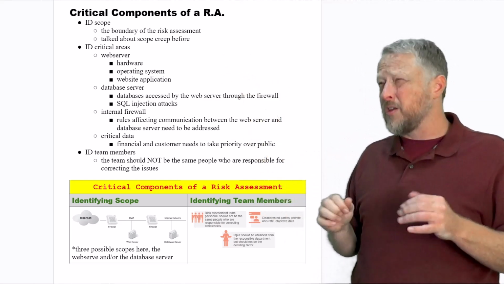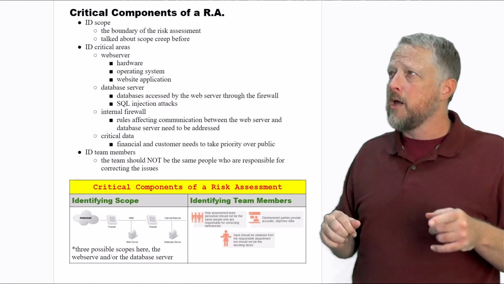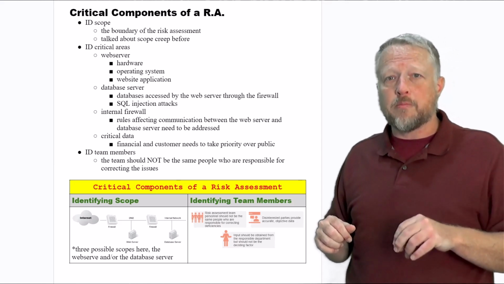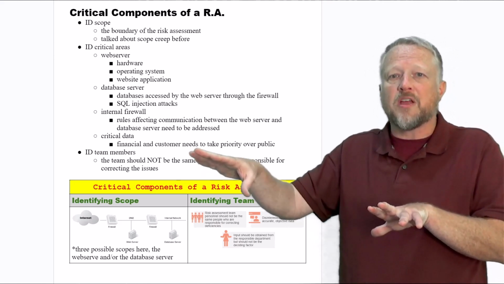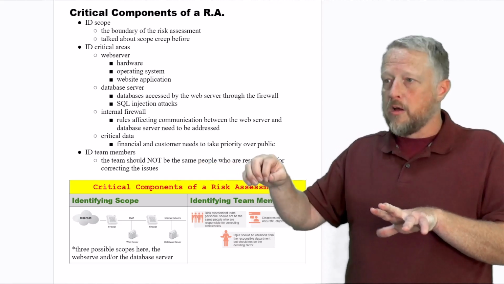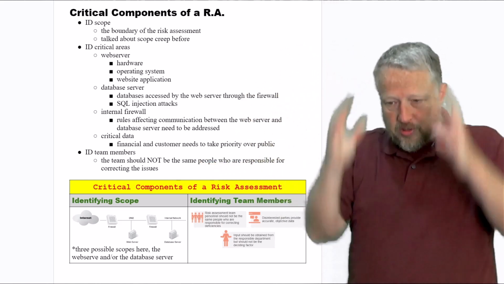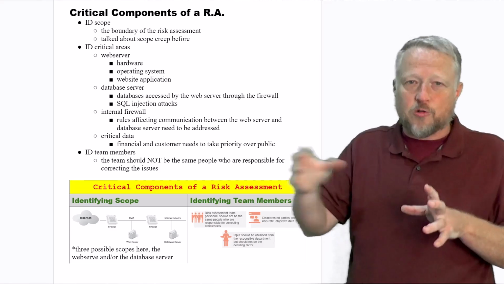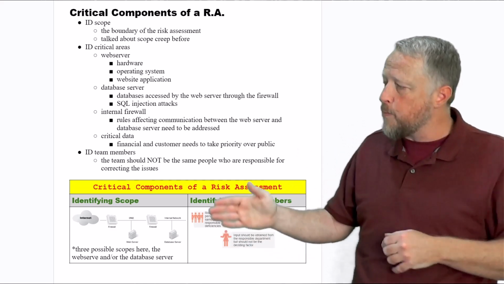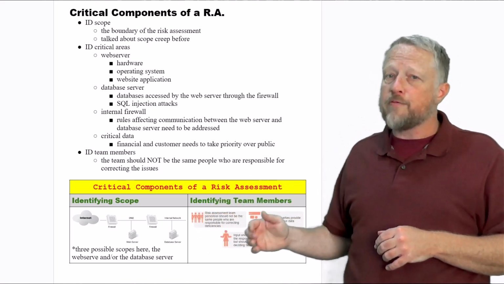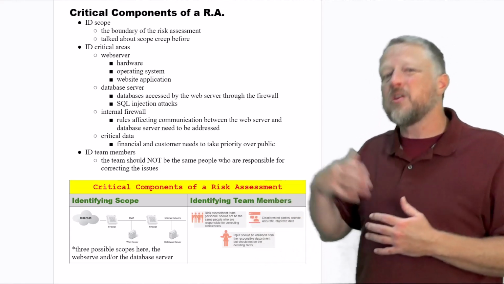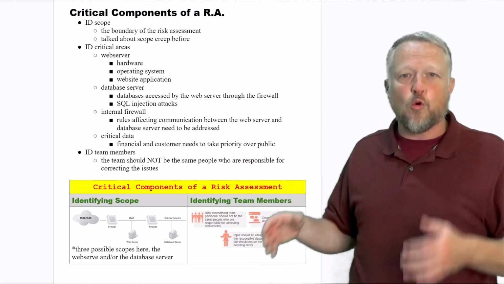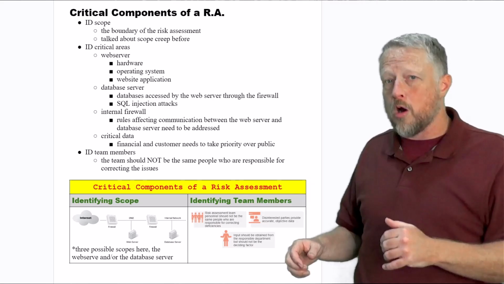I think there was in this chapter, I can't remember if it was this chapter or another one, a scope can have creep, meaning it can move into something else if you're not careful. You need to make sure this scope doesn't creep into other things. You want to identify a scope, focus on that scope, and if there's something else that needs to be covered, then it needs to be another risk assessment for that particular item.